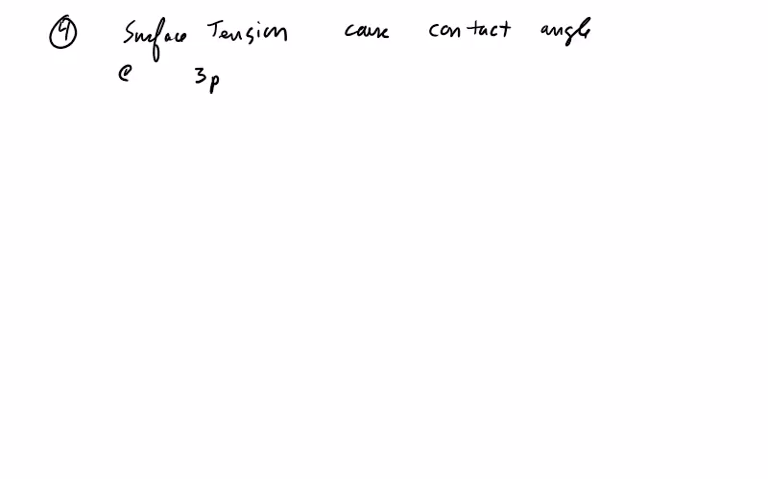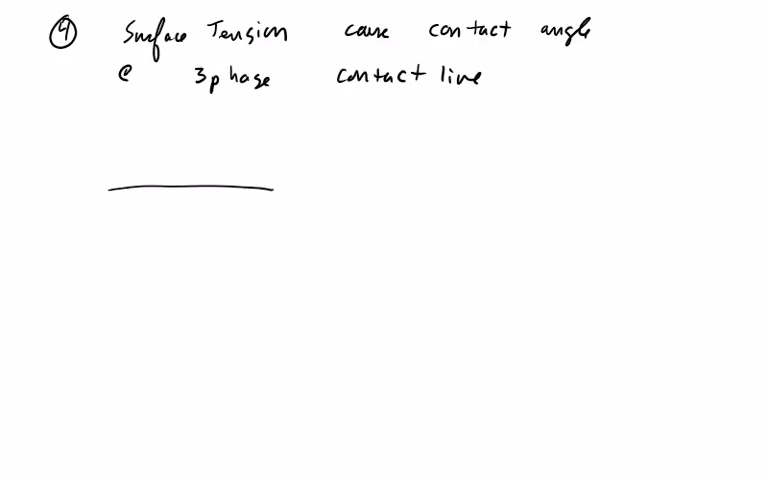All right, there's one more important thing that we need to know about surface tension, and that is that, number 4, surface tension causes a contact angle at the three-phase contact line. All right. Now, what's a contact angle?